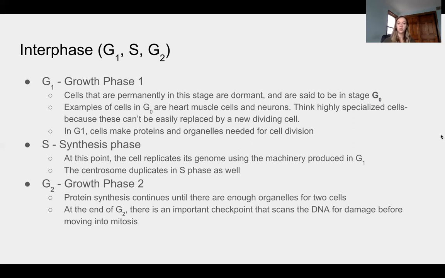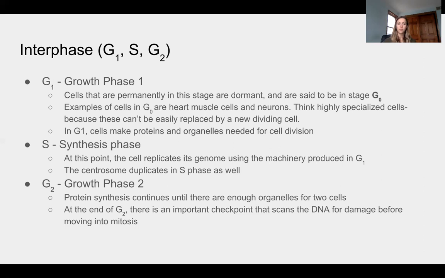So in G1, if a cell is progressing forward, this is where the cell will be making proteins and organelles that they need for cell division and for synthesis. Synthesis is the S phase, so that comes after G1. And at this point, the cell replicates its genome using those proteins that were just produced in G1. In S phase, the centrosome also duplicates. So that's an important step to know for sure.